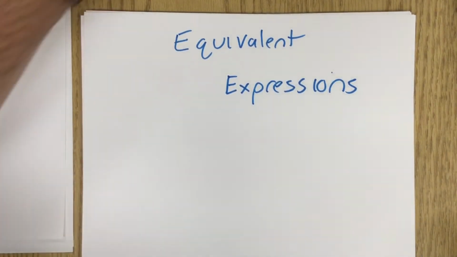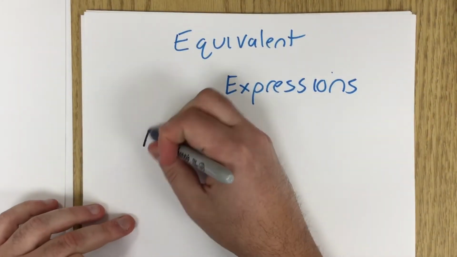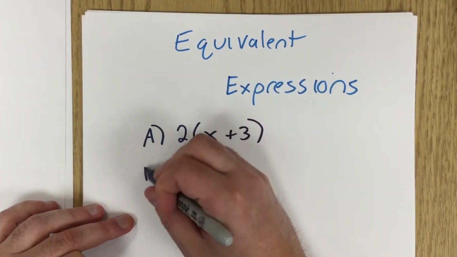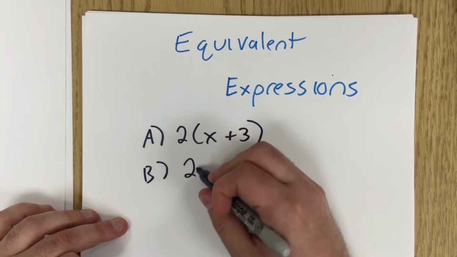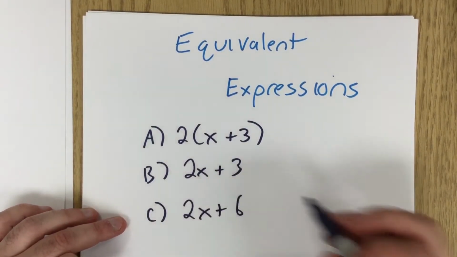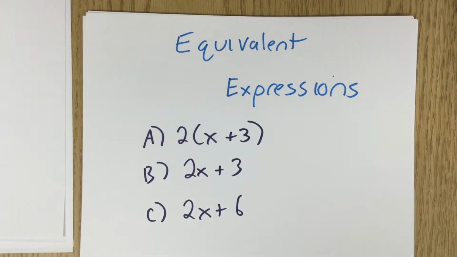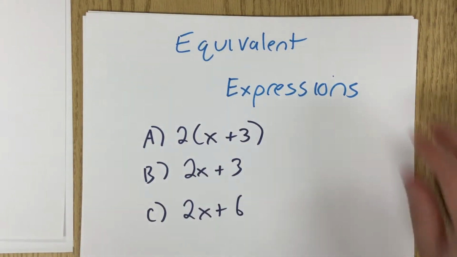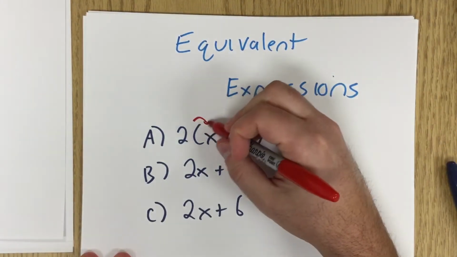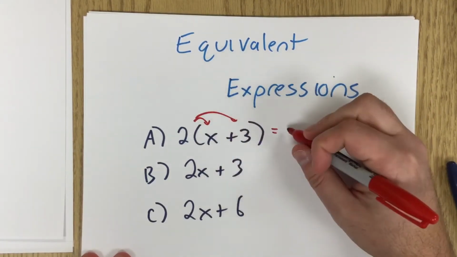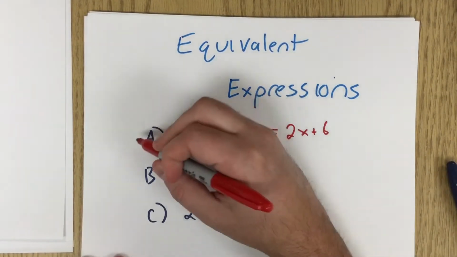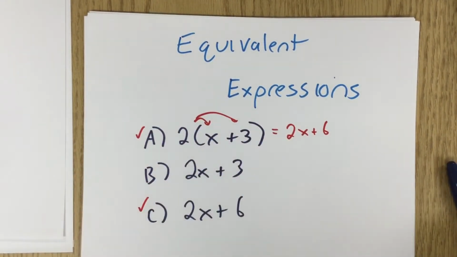So for example, let's say I had three things. I have A is 2 times x plus 3, and we'll say B is 2x plus 3, and C is 2x plus 6. And my question is, which of these are equivalent? We've done something like this before in previous years. If we multiply this in, this is the same thing as saying 2x plus 6. So 2 times x plus 3 and 2x plus 6 are the same. So these two are equivalent expressions.